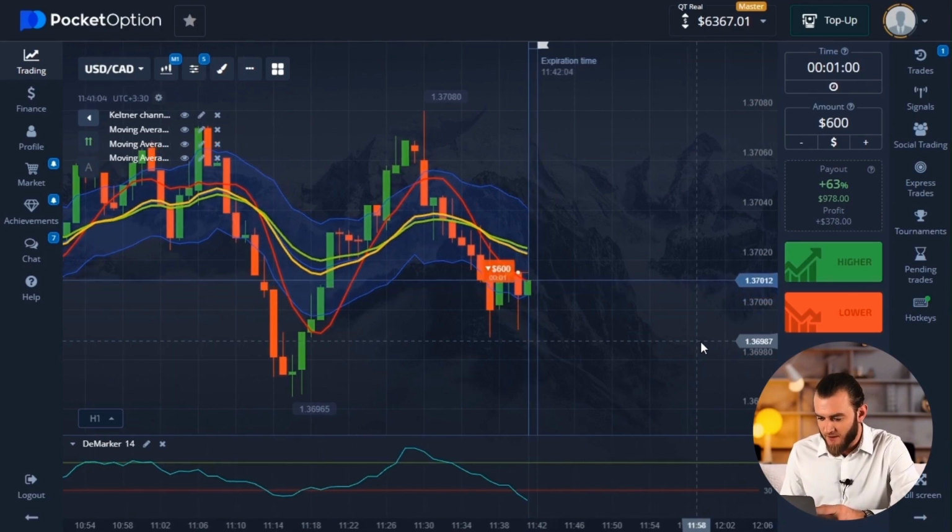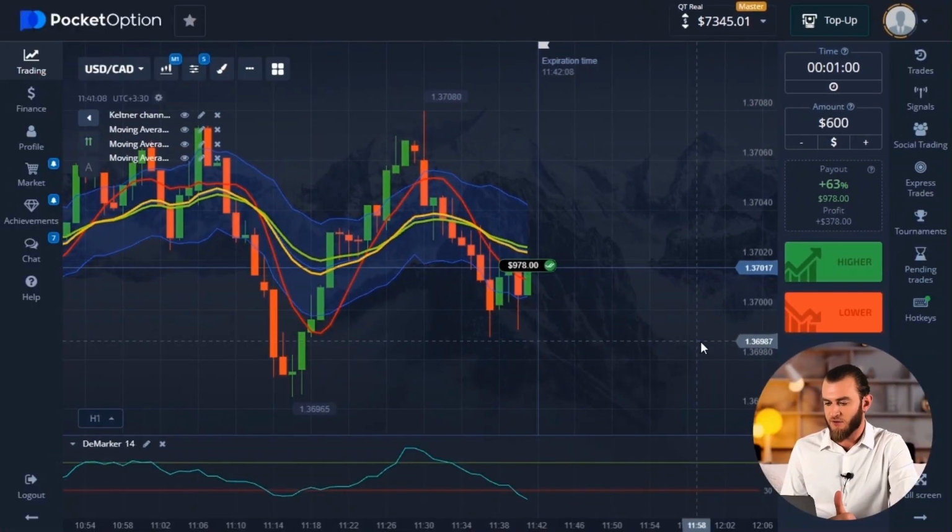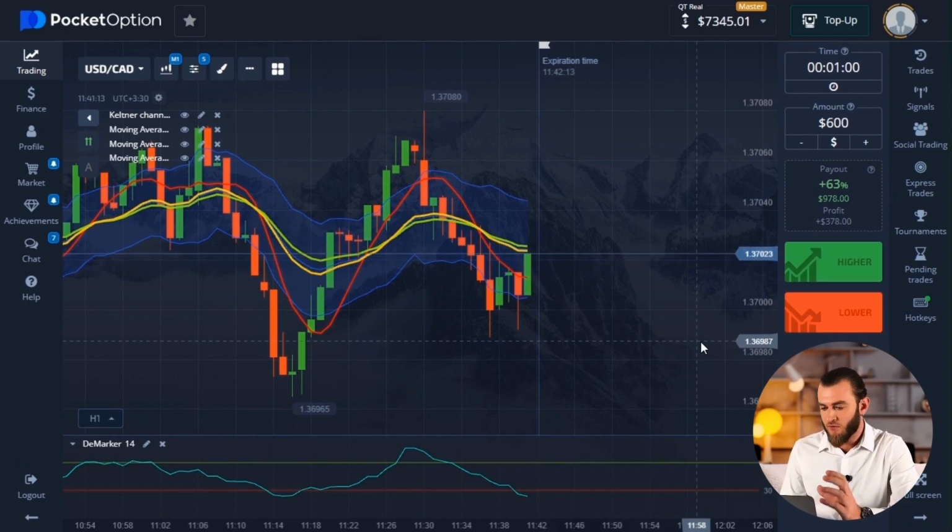Look at how confidently our deal is closing. Just wonderful. $378 in cash. Continue. So the recession in the States had a ripple effect on the global market. But the Canadian dollar escaped the consequences completely.